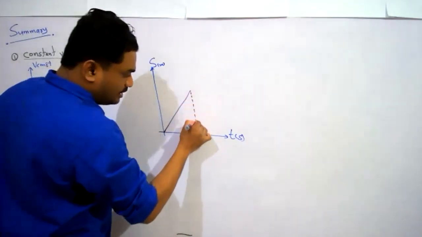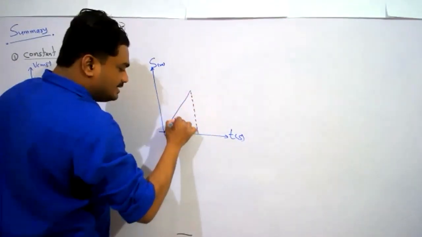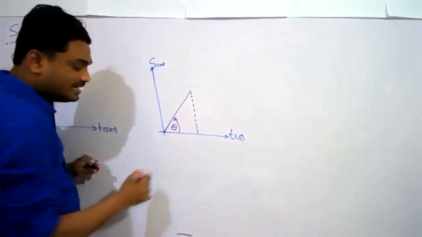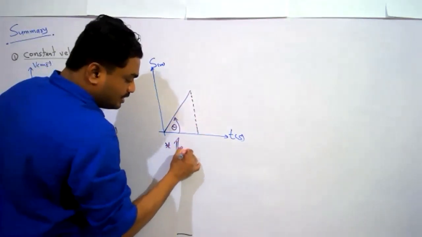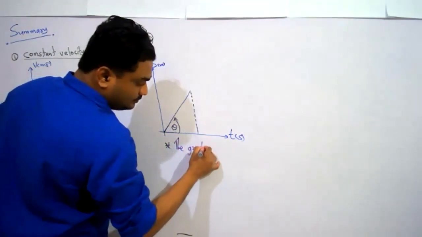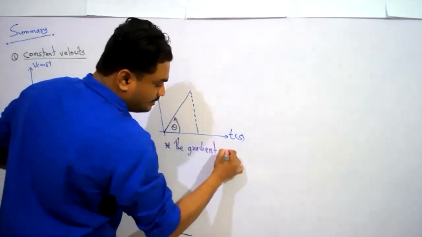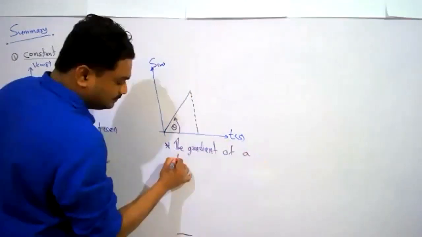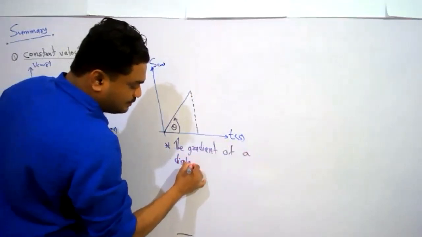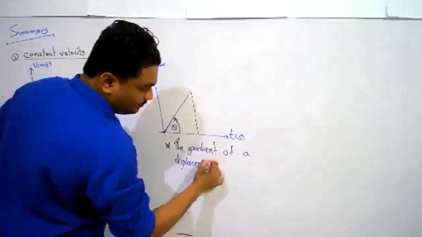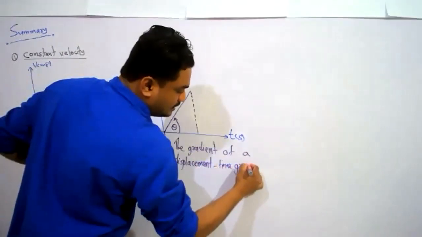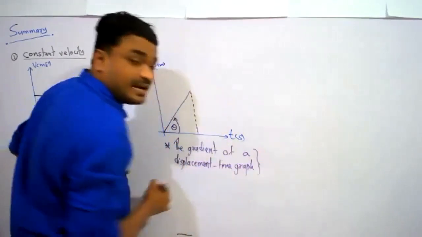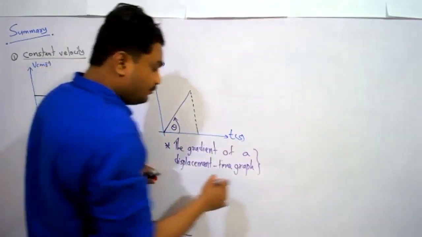Look at both. If I mark this angle as theta, the gradient of a displacement time graph is equal to the velocity.